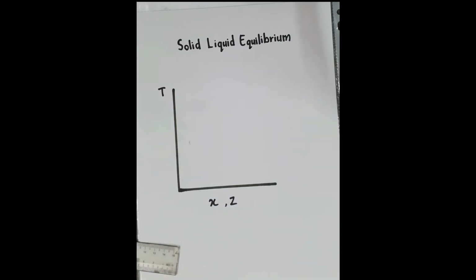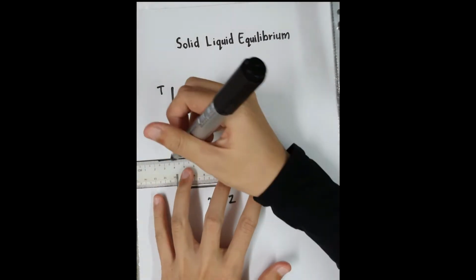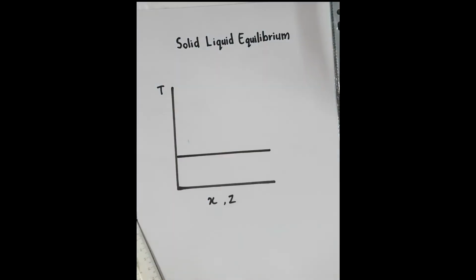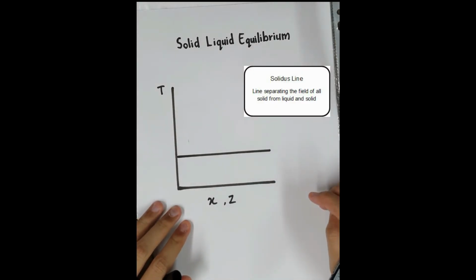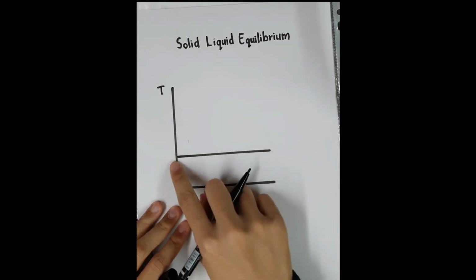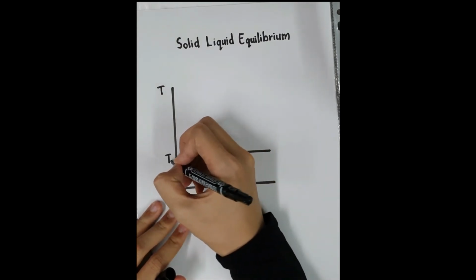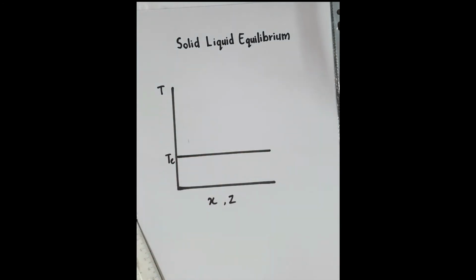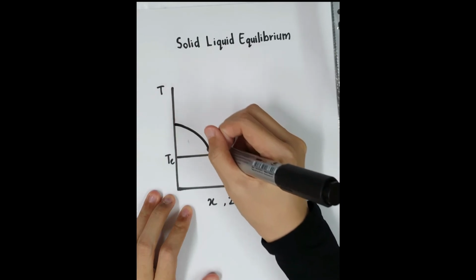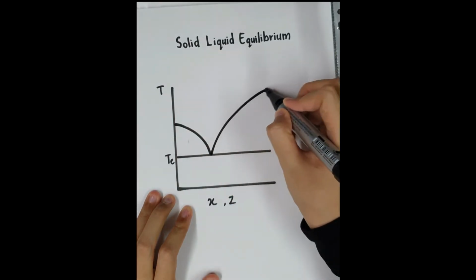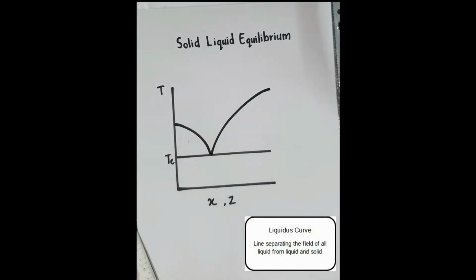In the SLE diagram, it will have a solidus line, where this line separates the field of solid from liquid and solid, and the temperature at this line is known as TE, which is the eutectic temperature. Next, we also will have the liquidus curve, where the line separates the field of all liquid from liquid and solid.